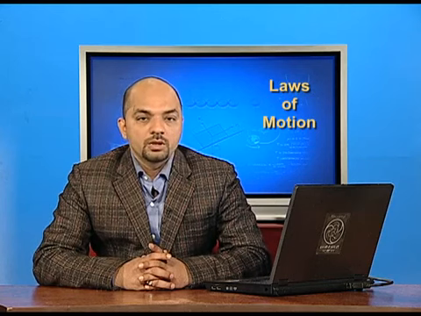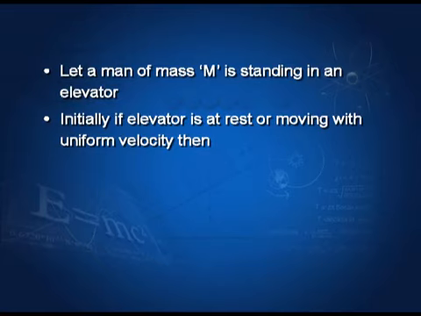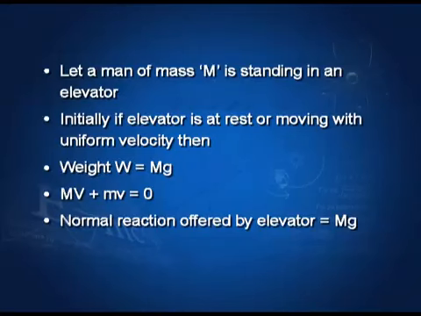Let us discuss another situation based on the same topic. If we need to calculate the apparent weight of a man in an elevator, then let a man of mass m be standing in an elevator. Initially, if the elevator is at rest or moving with uniform velocity, then weight W equals mg. According to Newton's third law, the normal reaction offered by the elevator is also mg.